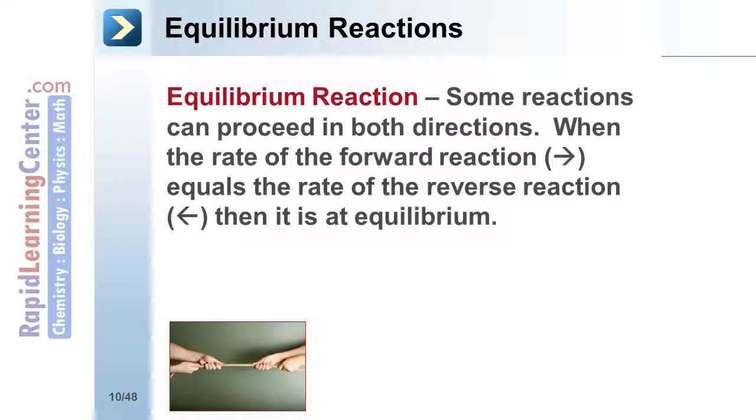Some reactions can go in both directions. Reactants form products, the forward reaction, and the products can reform the reactants, the reverse reaction. These reactions are called equilibrium reactions or reversible reactions, and they are shown with a double arrow.